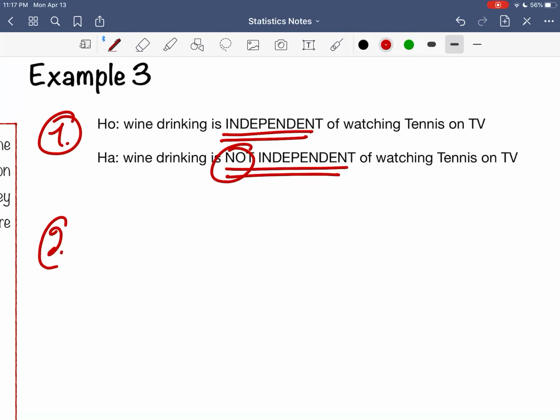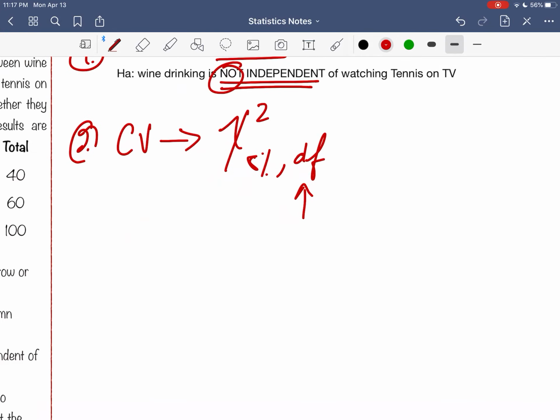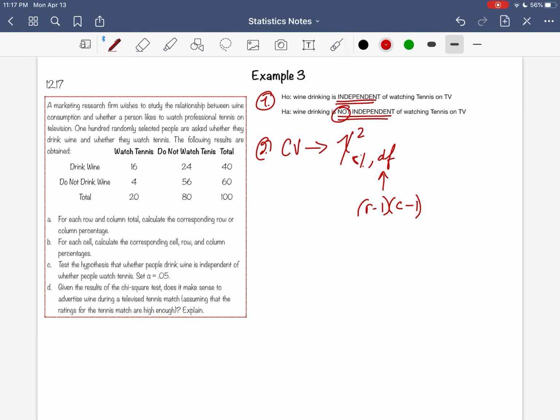Number 2, we need a critical value. The critical value will also be chi-squared, as we've learned. We know that alpha is going to be 5%, and we need a value for degrees of freedom. So when you have a contingency table or a test of independence, the degrees of freedom are calculated as row minus 1, column minus 1. And in this particular case, it's a 2 by 2. If you don't believe me, here it is.